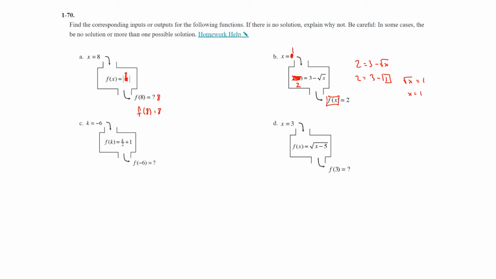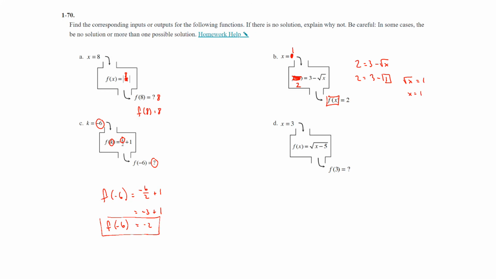On C, we're plugging in negative 6 wherever there's a k. So right there. So we'll say f of negative 6 is equal to negative 6 divided by 2 plus 1. Negative 6 divided by 2 is negative 3. Negative 3 plus 1 is negative 2. So f of negative 6 is equal to negative 2. So that's what it was asking for.